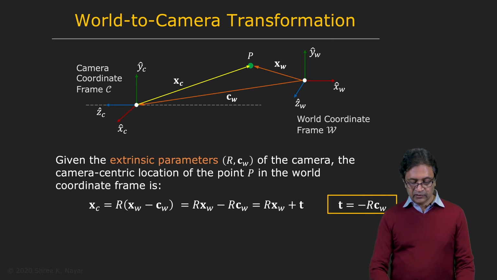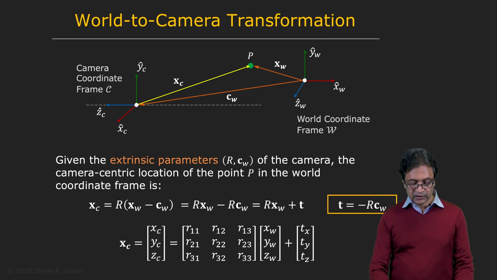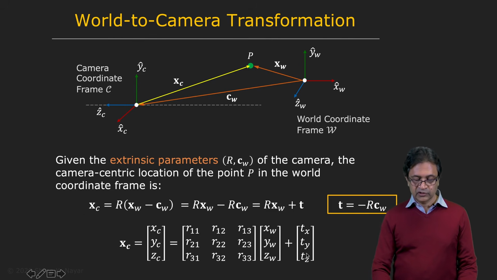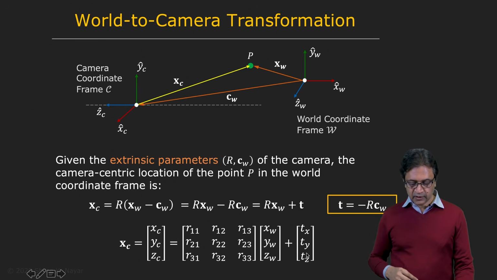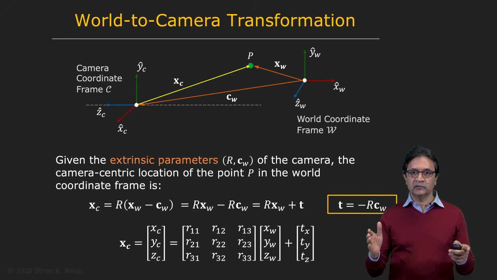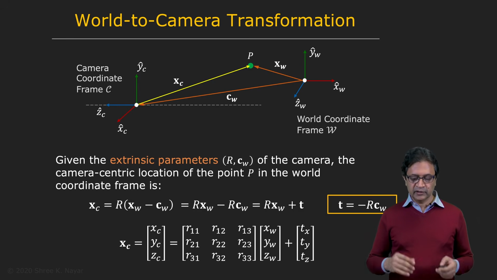We can expand this out and you get the rotation matrix times XW plus a vector T, which is called the translation vector, gives you XC. And we can now write this out in matrix vector form as follows. XC we know as XC, YC, ZC. And here is your rotation matrix, times XW, YW, ZW in the world coordinate frame, plus your translation vector, TX, TY, TZ. So that's your mapping. And we'd like to do this using one matrix.